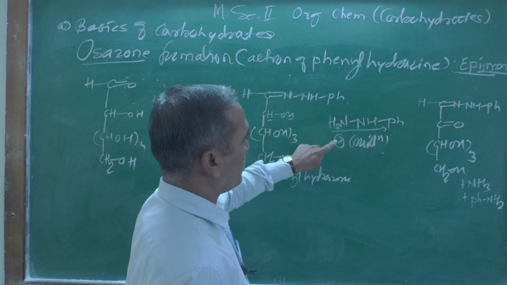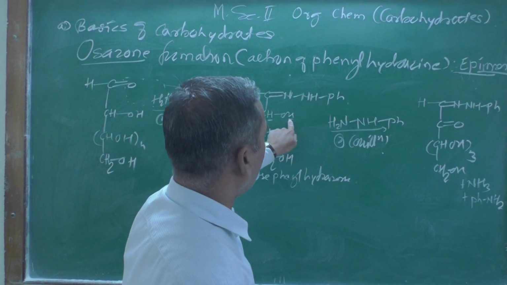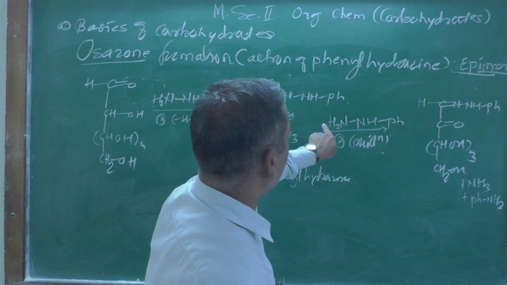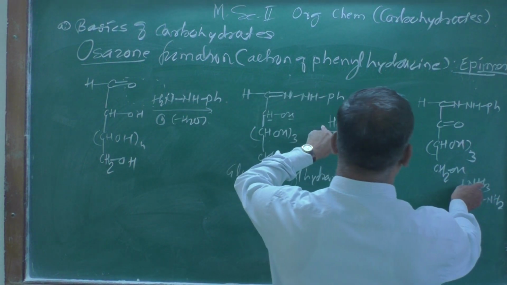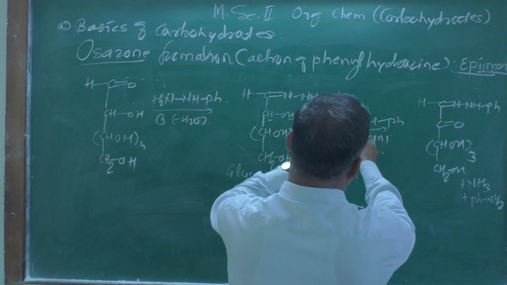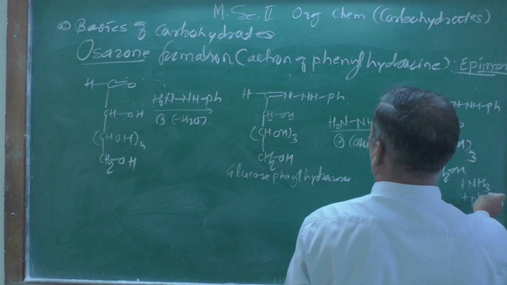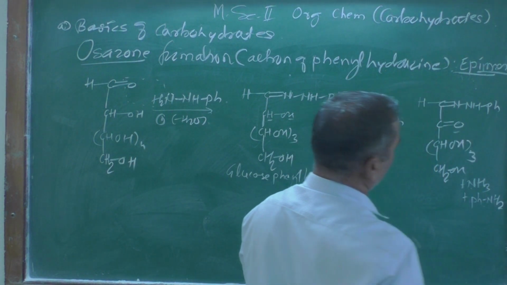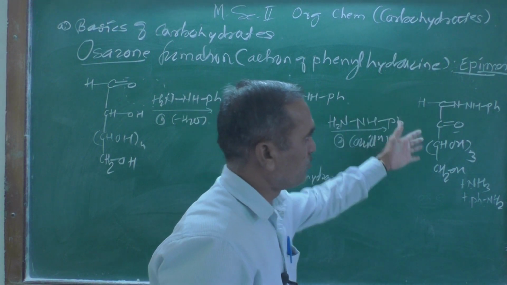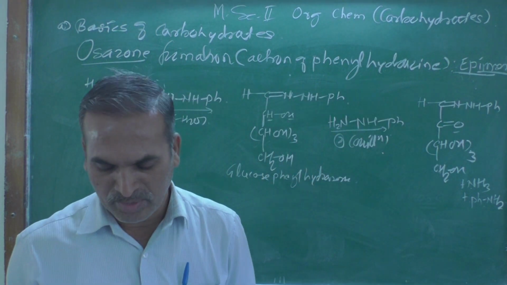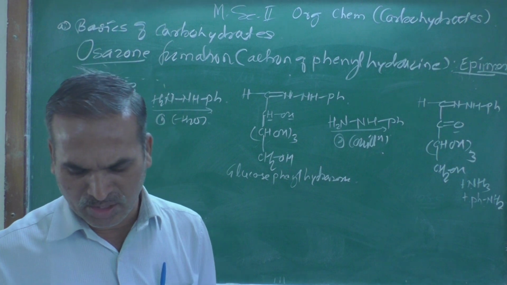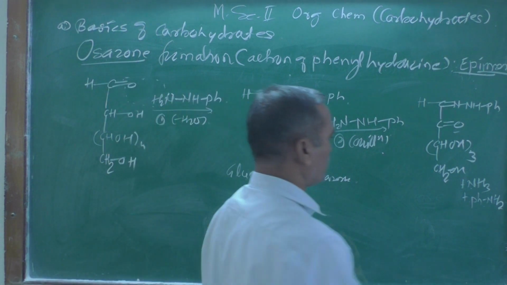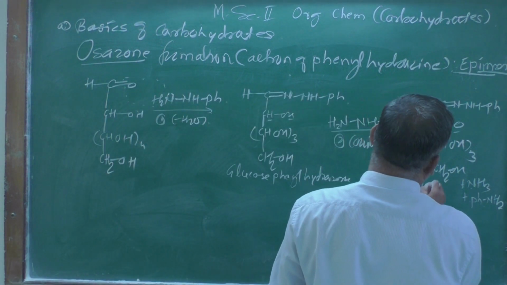During the oxidation, what is happening? One H from here and NH2 from here, ammonia is evolved, and one H goes over there, aniline is evolved during this process. Whenever this product is formed, it is known as a glucosone.